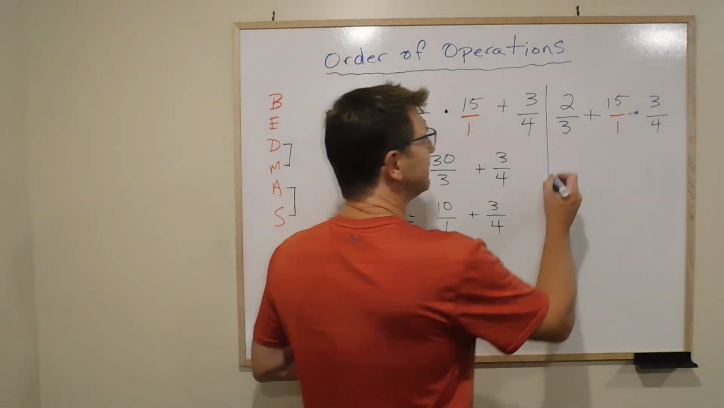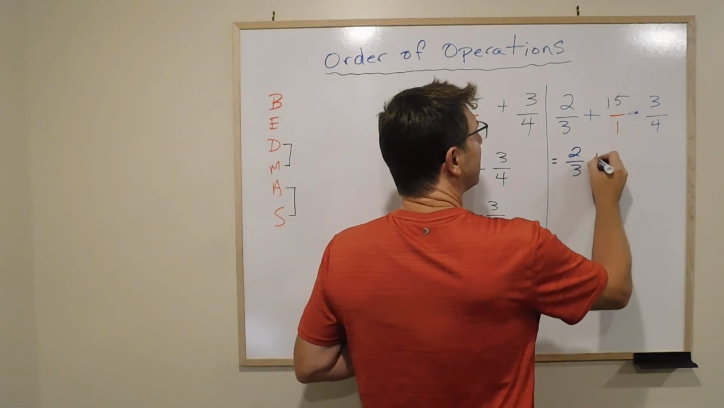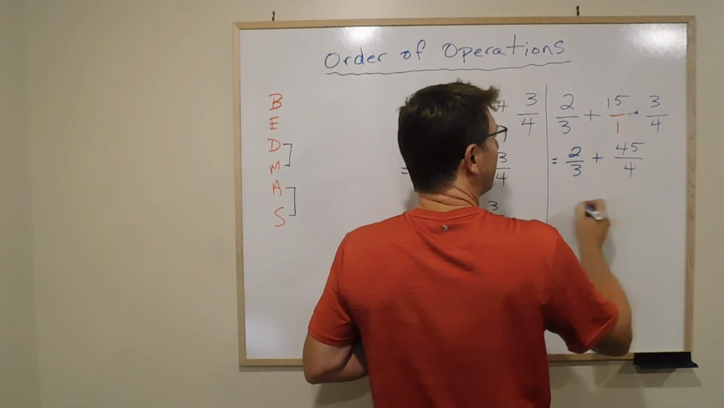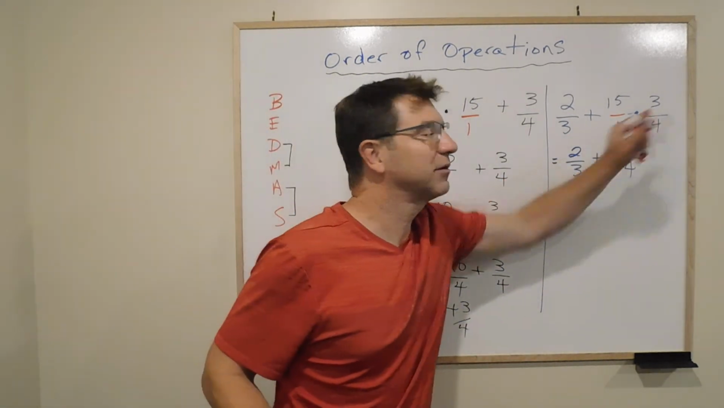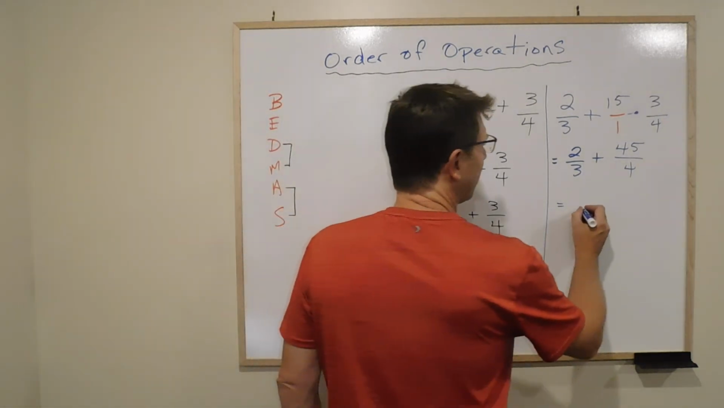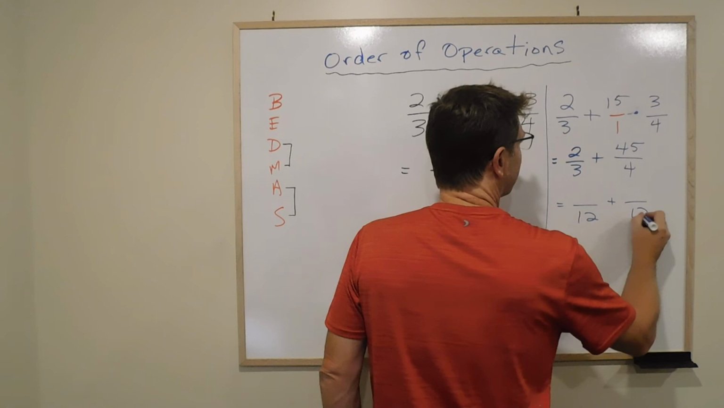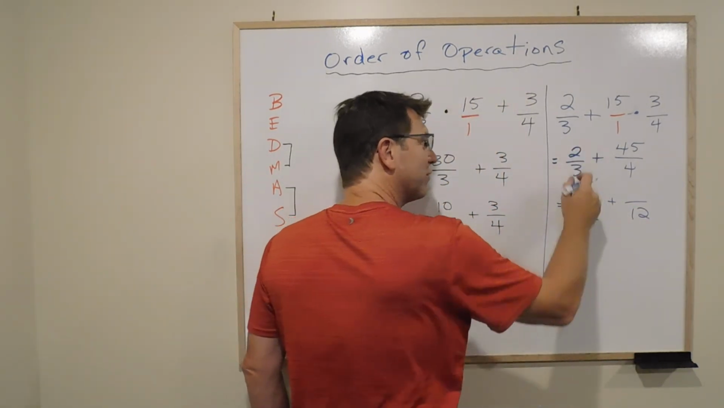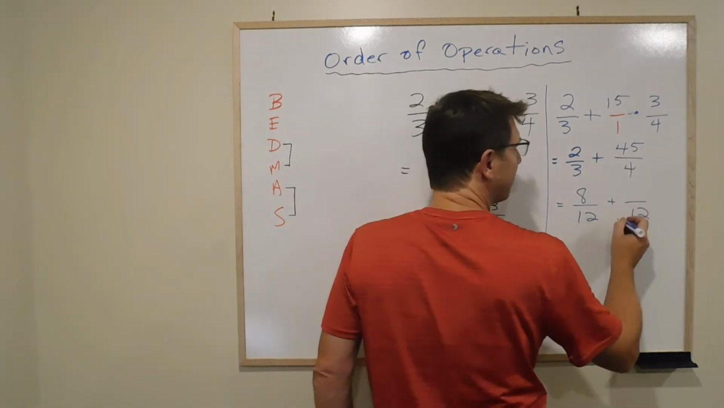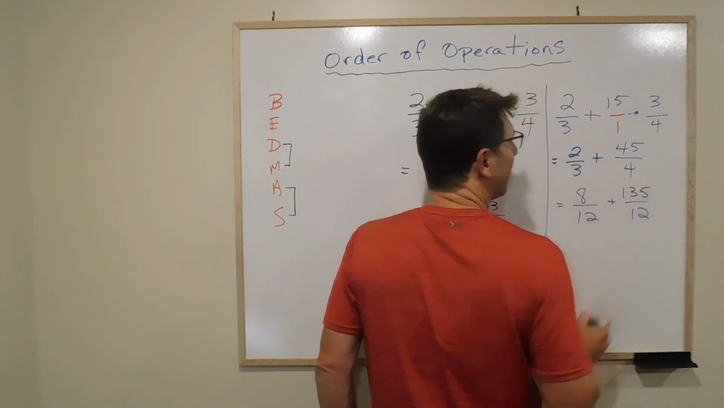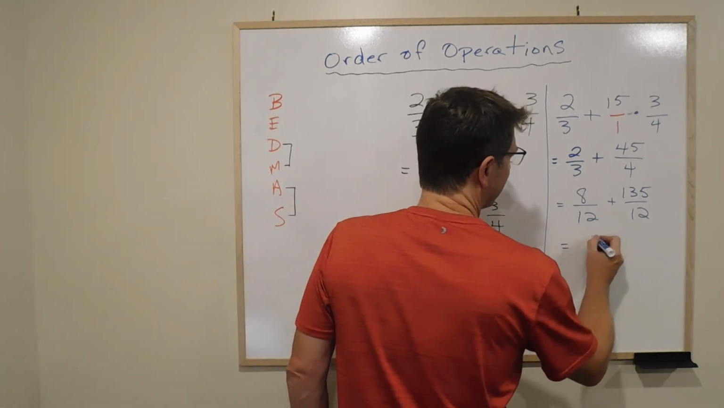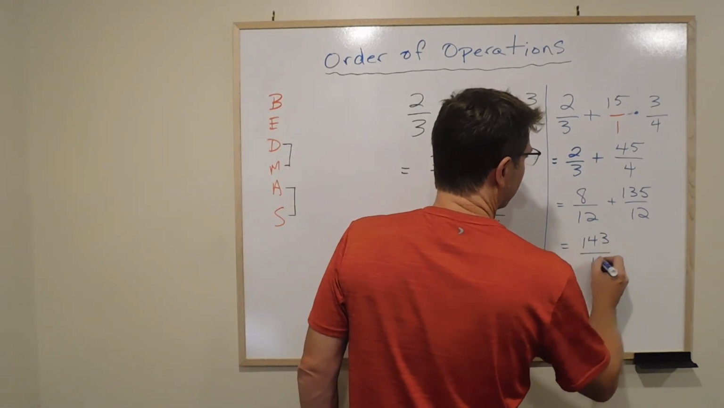So what we do in this case, 15 times 3 is 45. 1 times 4, we'd look at that because we'd have to do the multiplication first. Common denominator here of 3 and 4, common denominator is 12. 3 times 4 gave me 12, so 2 times 4 is 8. 4 times 3 gave me 12, so 45 is 135, because 45 times 3 is 135. Then we add this, and we get 143 over 12.